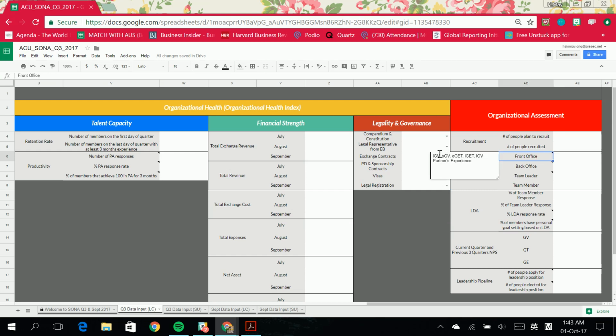Front office means IGV, OGV, OGET, IGET, and there is some update here. So this one is PD for IGV and marketing. So front office is OGV, IGV, IGET, OGET, and yeah, this is repetitive.